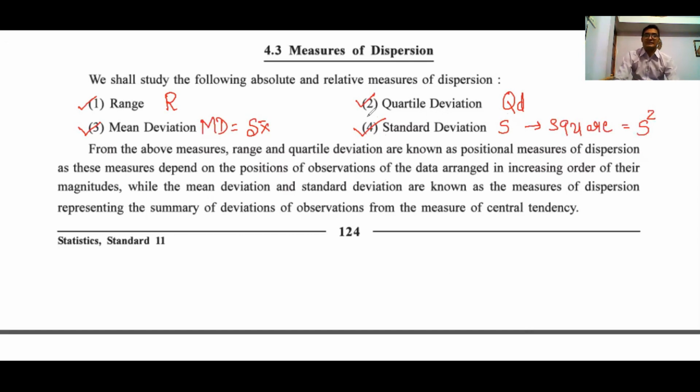So now you can see that there are four measures of dispersion: range, quartile deviation, mean deviation and standard deviation. In this chapter, we have to complete these four topics one by one. There are different formulas to calculate these measures of dispersion. First of all, I am going to start with the concept of range.